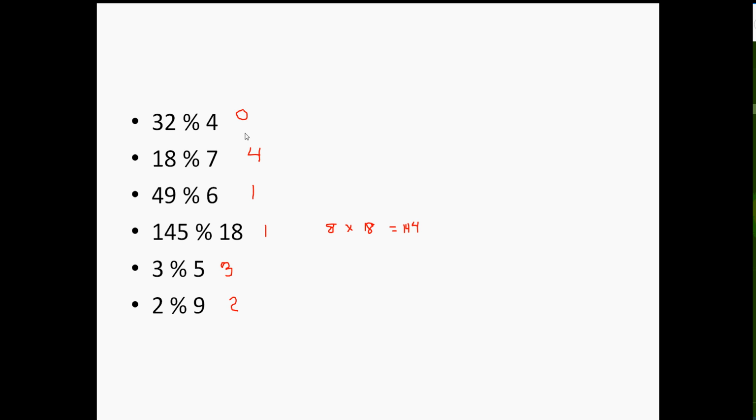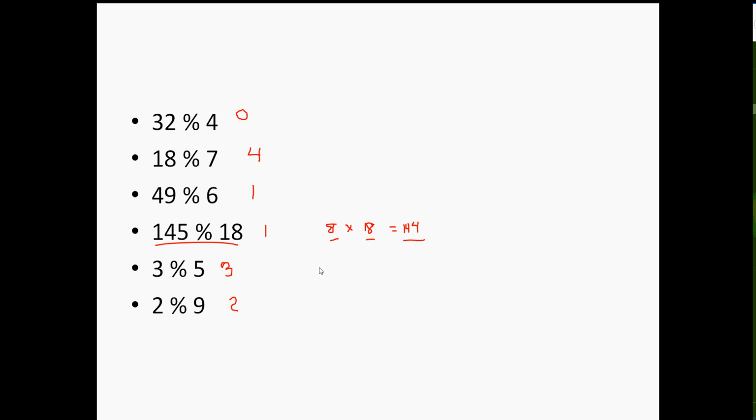So these should be your answers. 4 goes into 32 evenly, so it's 0. There's no remainder. 7 times 2 is 14. You still have 4 more to go to get to 18. 6 times 8 is 48, and so you still have 1 more to get to 49. If you use the calculator for this one, then 145 modulus 18 is 8, and if you take 8 times 18, you get 144, so you still have 1 more to go for 145, so that's the remainder.